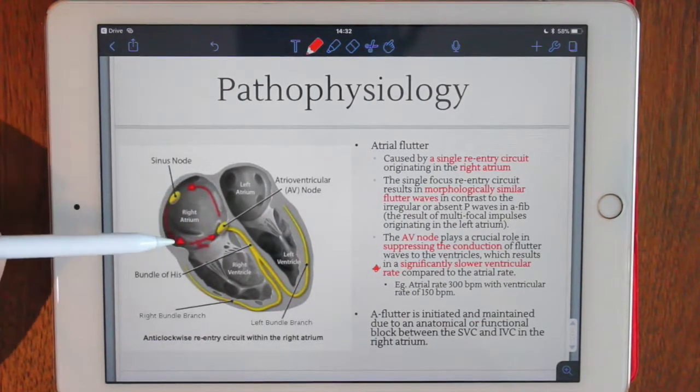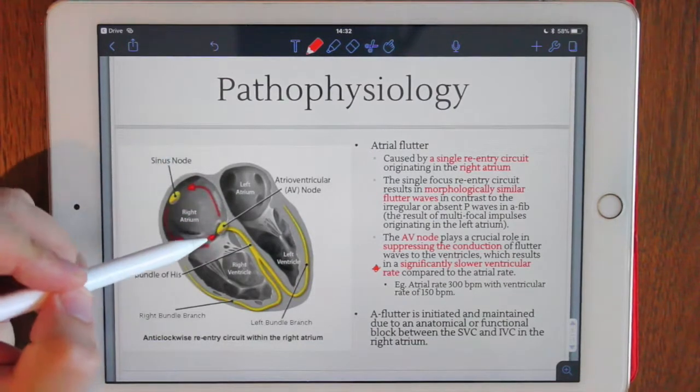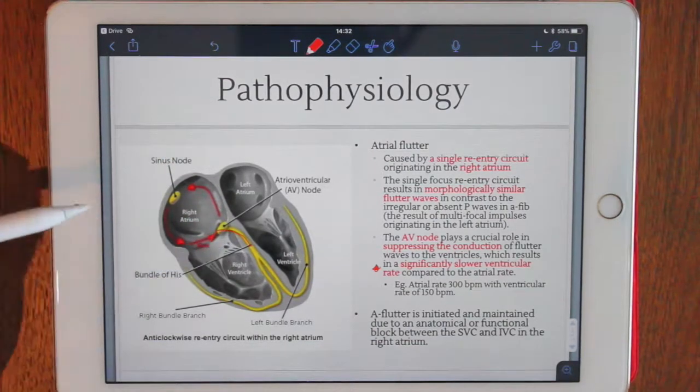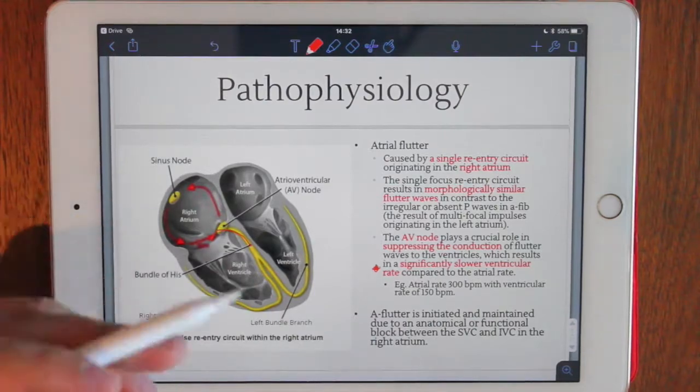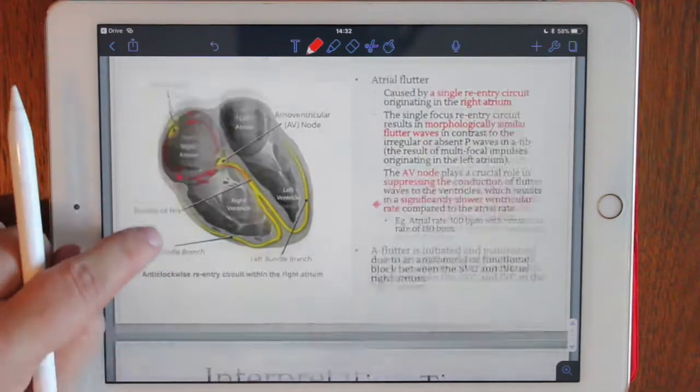And what's causing that morphological pattern of those P waves is a signal inside the right atrium circling around and around and around and around. And every once in a while, one of those signals will pop through into the bundle of His and the Purkinje fibers to give you that characteristic QRS.